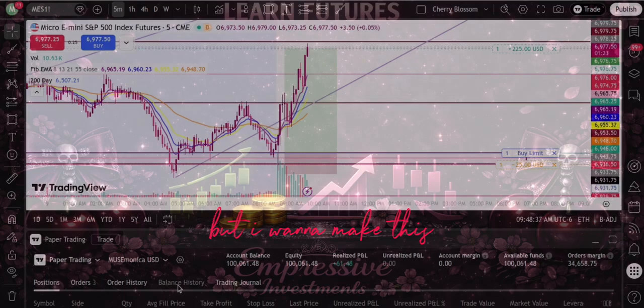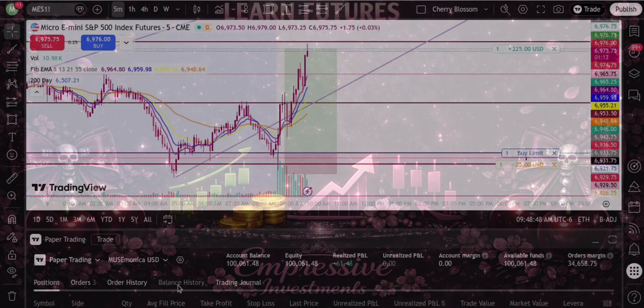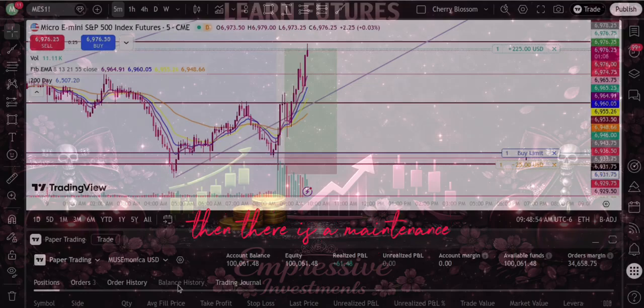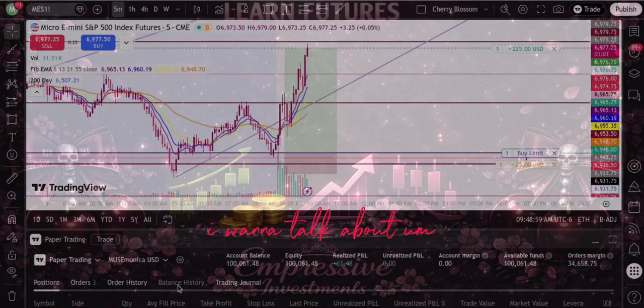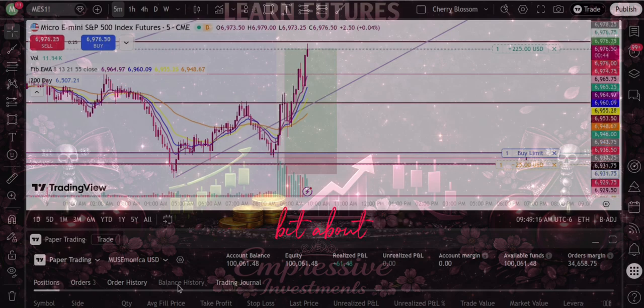But I want to make this video because a beginner mistake is not understanding margins when it comes to futures. There is initial margin, and then there is maintenance margin. I want to talk about the difference between the two, and then also why a $1,000 account didn't work versus why a 100K account does.